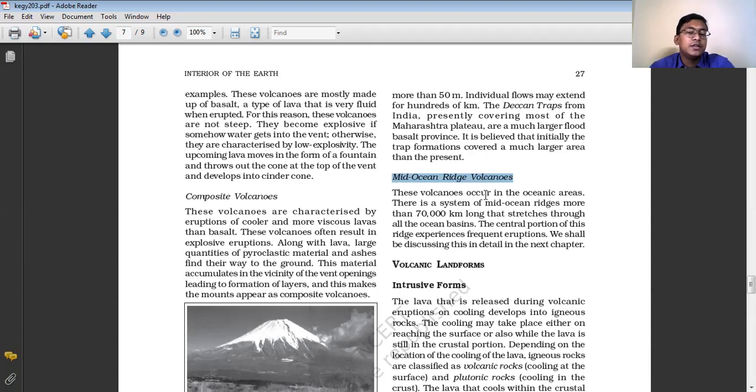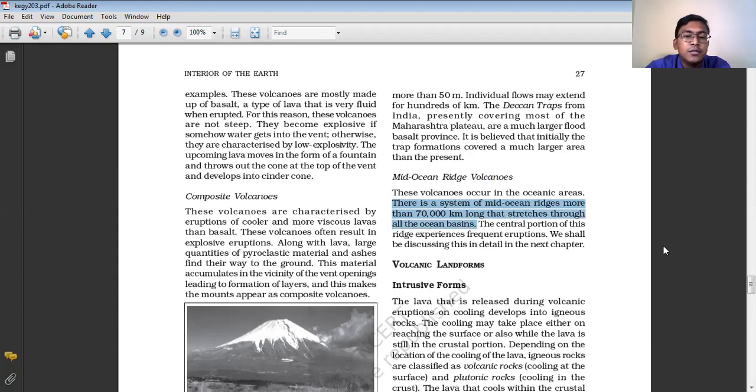These hilly ranges have been formed because of the eruption of the lava within the ocean, and it led to the formation of these oceanic ridges or hills. So these volcanoes occur in the oceanic areas, and there is a system of mid-ocean ridges more than 70,000 kilometers long that stretches through all the ocean basins.